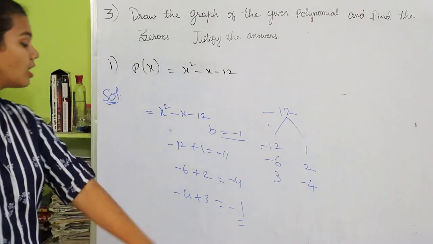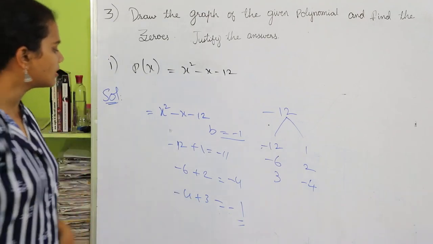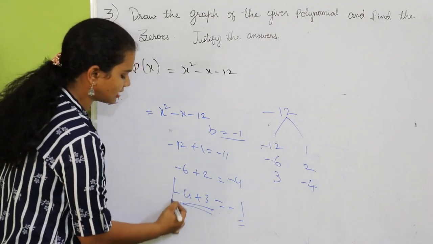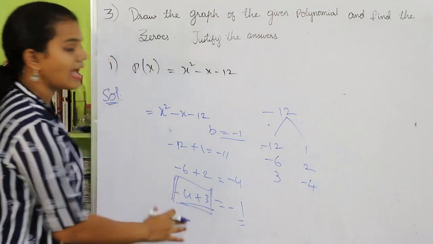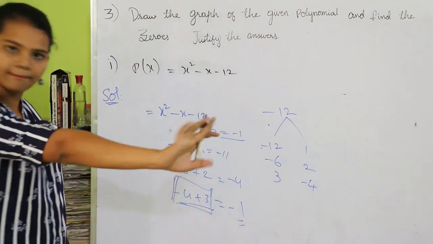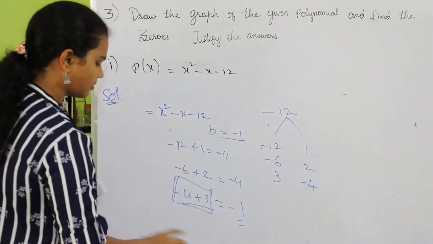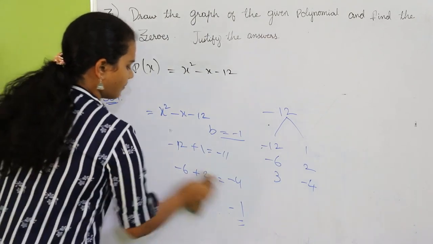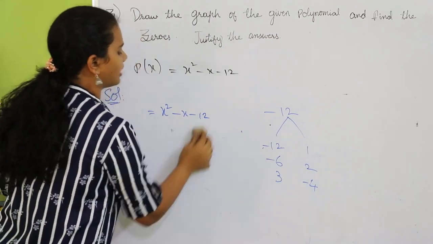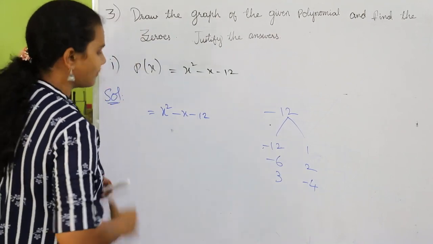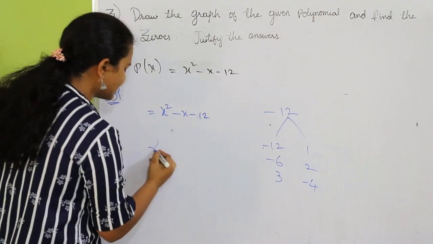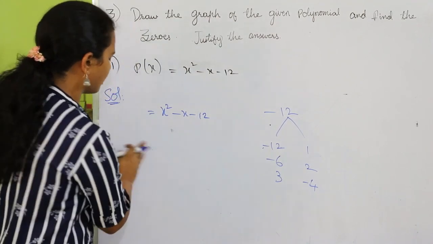So I have got the factors for this given question. I will use these factors to solve this given polynomial. The factors are minus 4 and plus 3. So what you do, guys, take x. Firstly, this is the given equation.